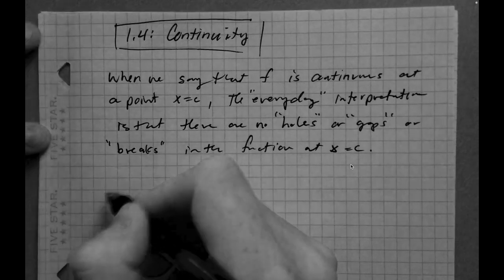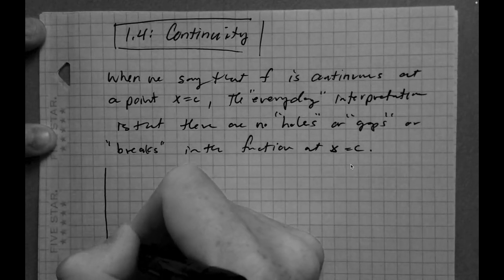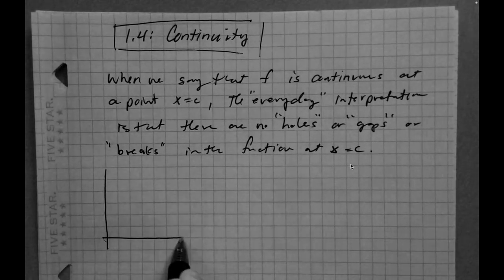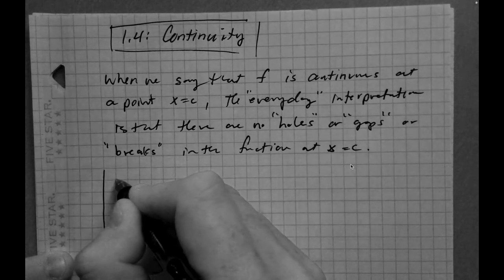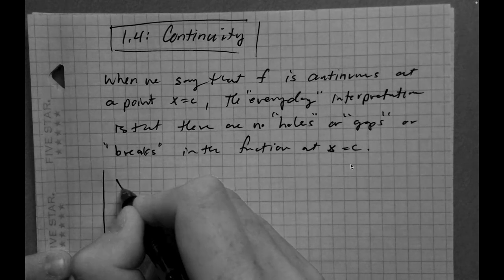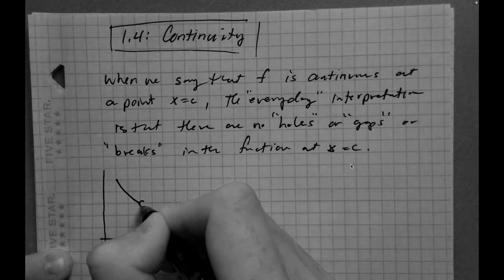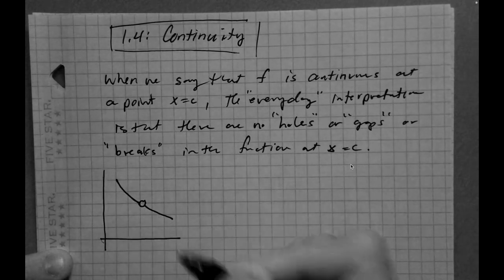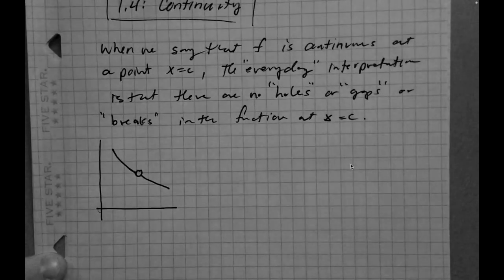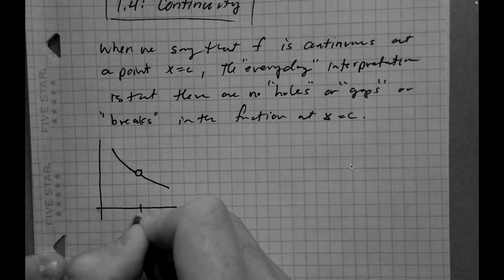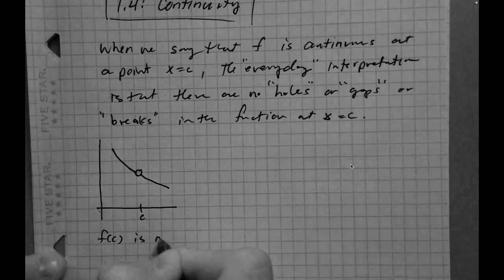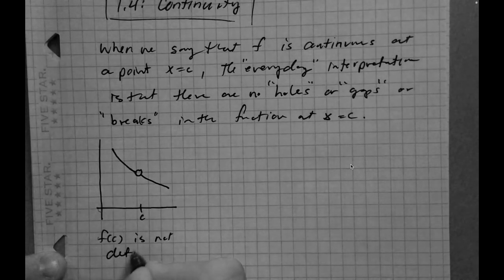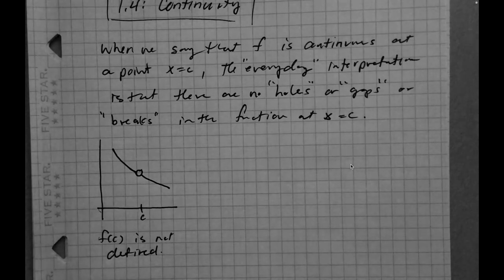So let's take a look at a couple of scenarios. You could have a scenario like this, where you've got the function coming down, you've got a hole, and then it continues on. Here, if this is x equals c, we would say f of c is not defined, i.e., there's a hole, there's just nothing there.